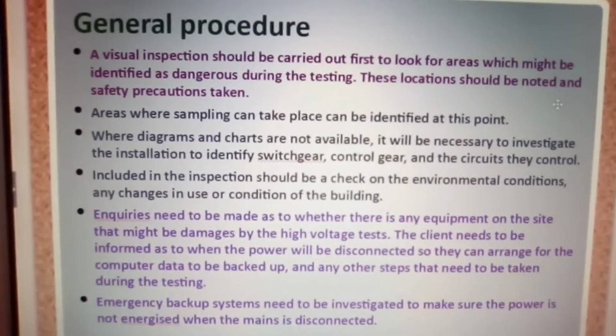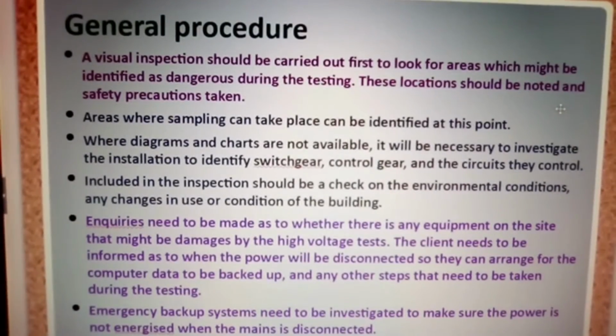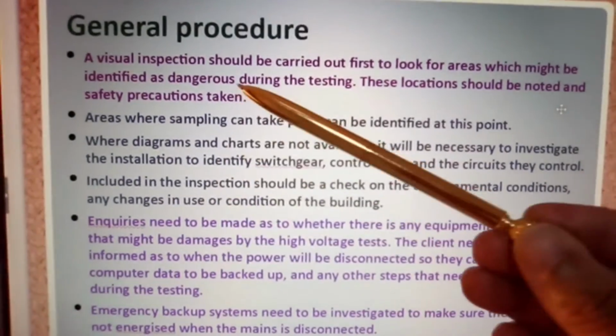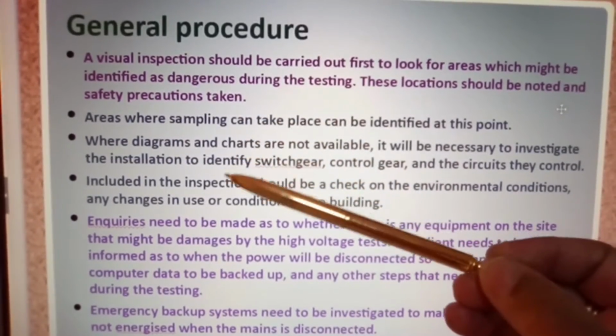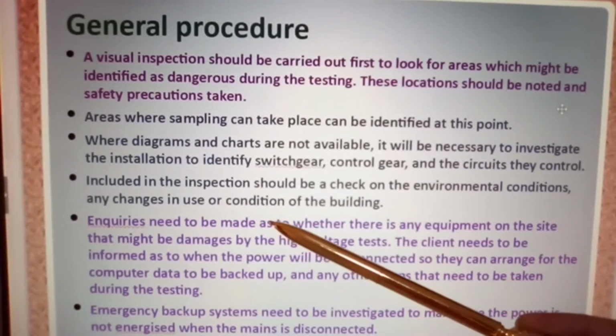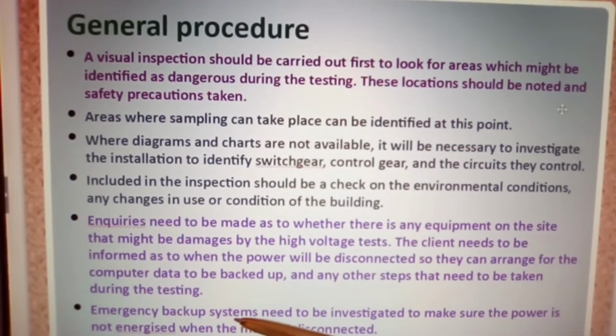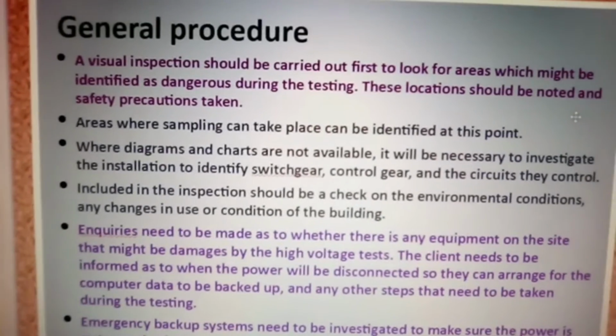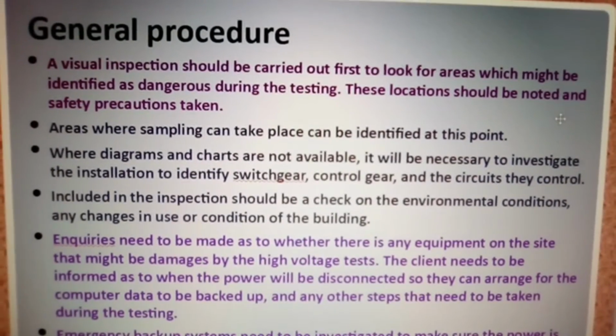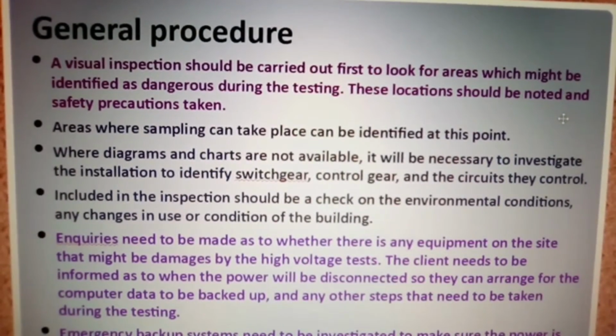Now here we have general procedures. Look at each section in turn. Do not try to look at it all at once. Take each section in turn, and you should be able to then read and be familiar with the information it's asking you for and it is providing you with.